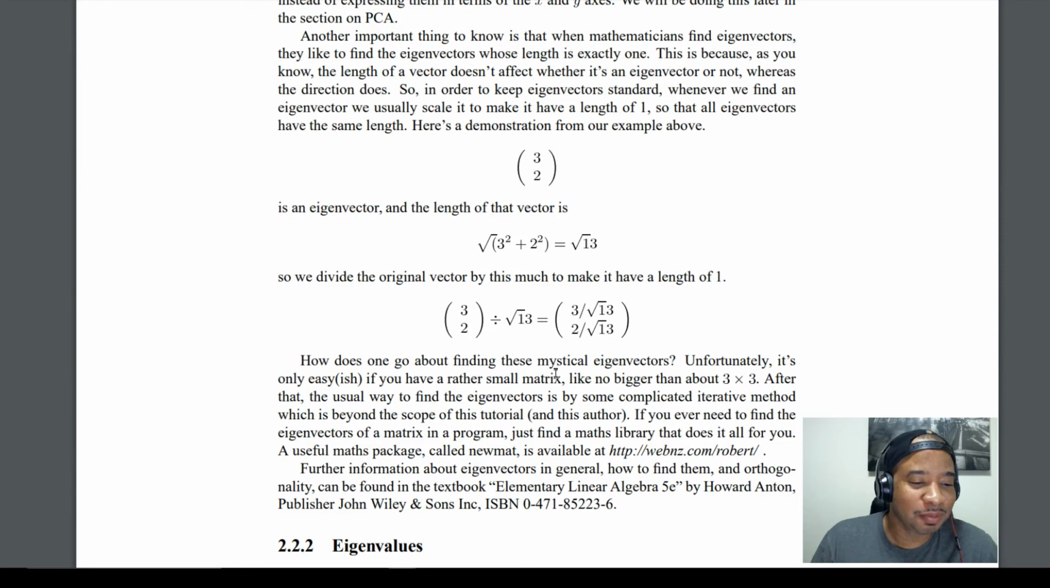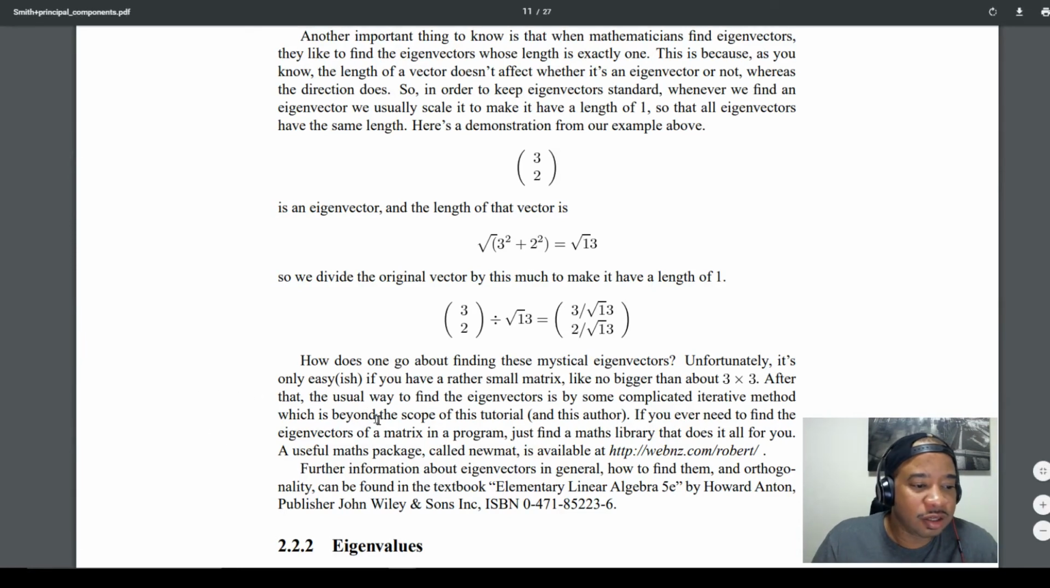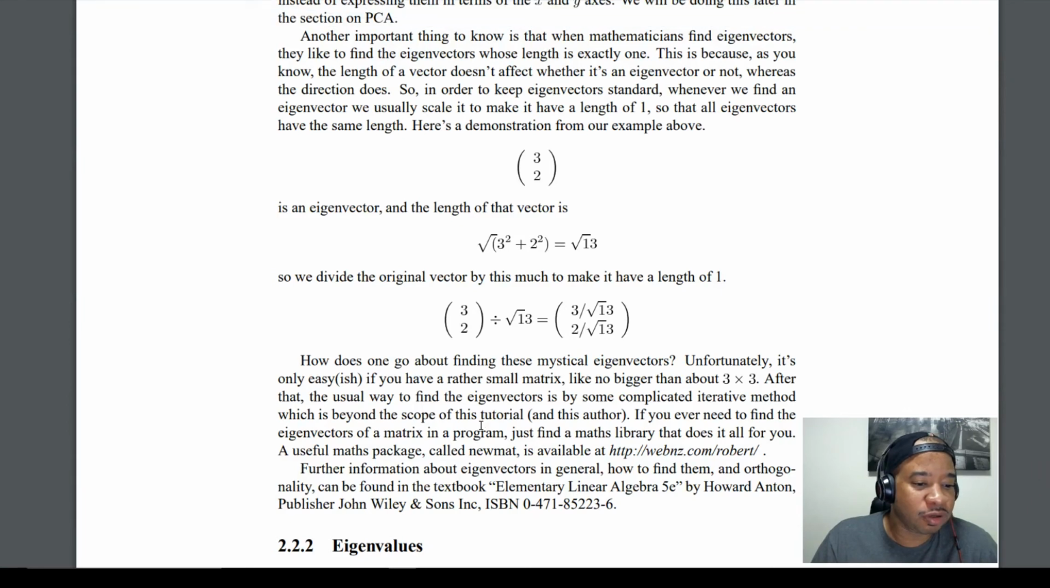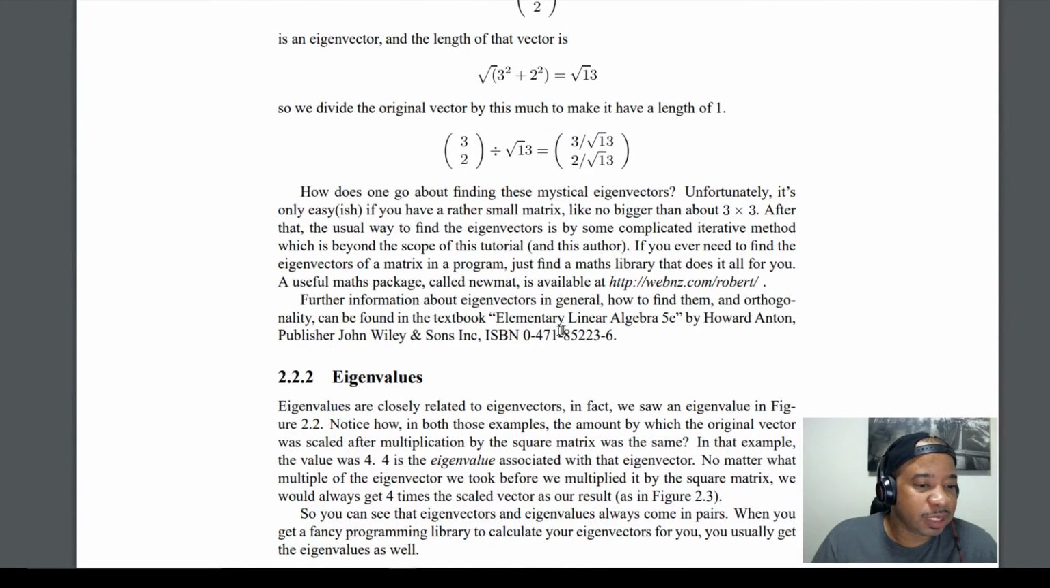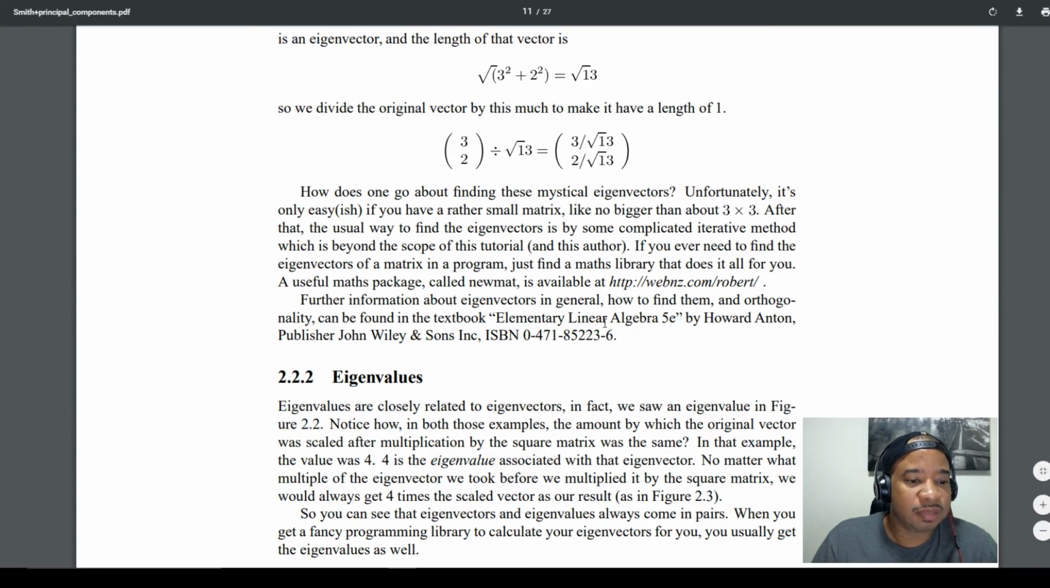Now, how does one go about finding these mystical eigenvectors? Unfortunately, it's only easiest if you have a rather small matrix, no bigger than about 3 by 3. After that, the usual way to find the eigenvectors is by some complicated iterative method, which is beyond the scope. If you need to find eigenvectors of a matrix in a program, just find a library that does it all for you. A useful maths package called NewMat is available, and further information about eigenvectors in general, how to find them, and orthogonality can be found in the textbook Elementary Linear Algebra.